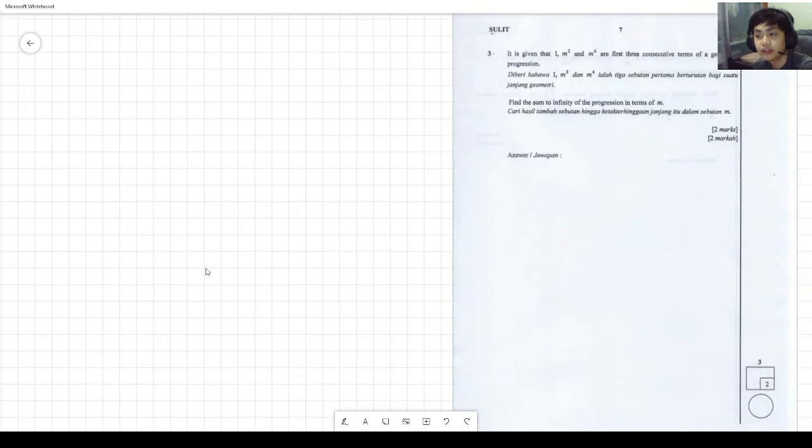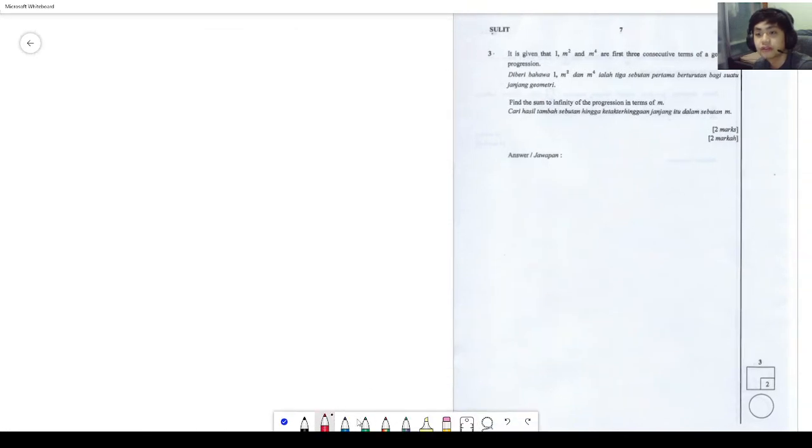So question number 3. It is given that 1, m squared, and m to the power of 4 are 3 consecutive terms of a geometric progression. Find the sum to infinity of the progression in terms of m.